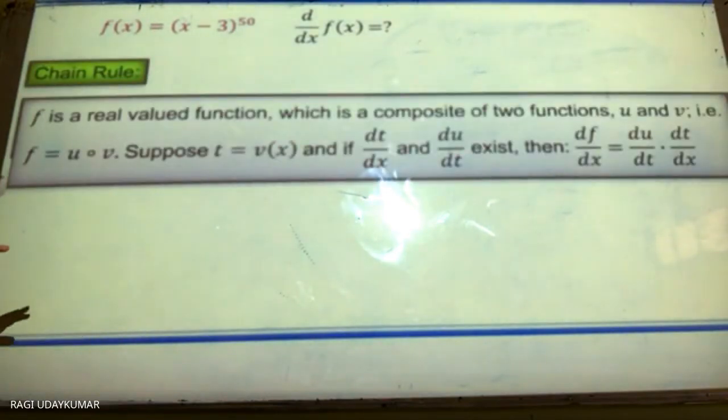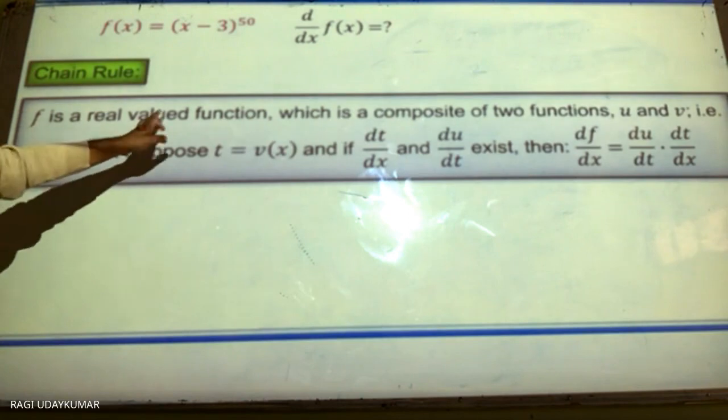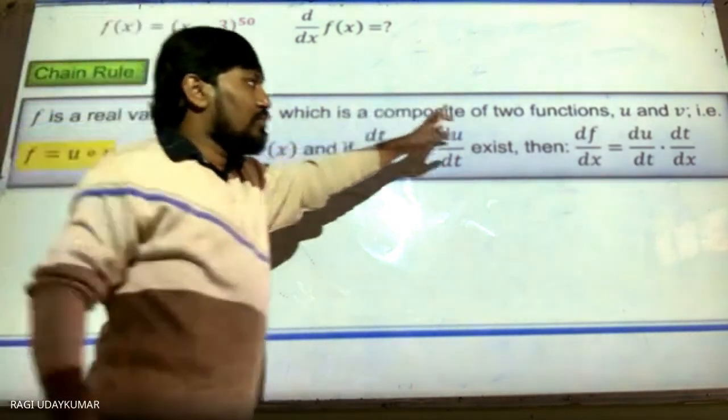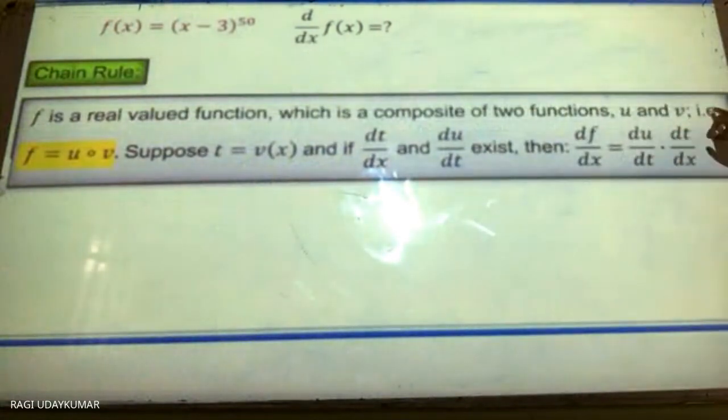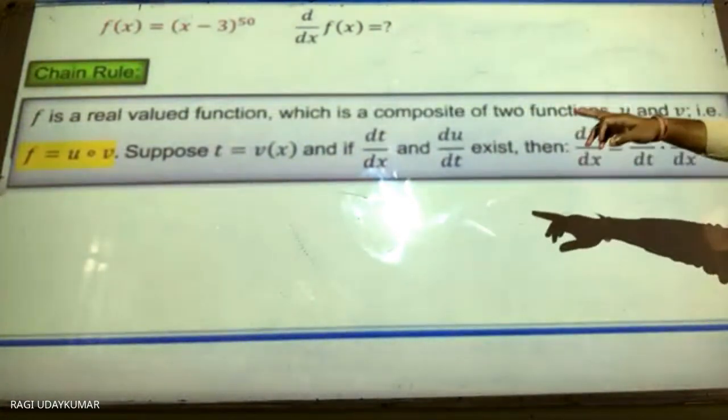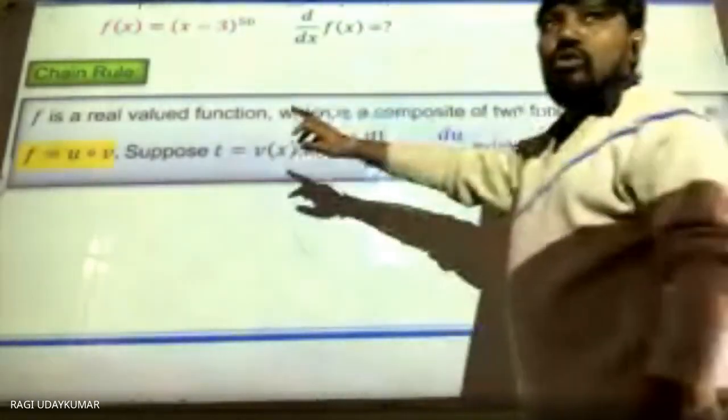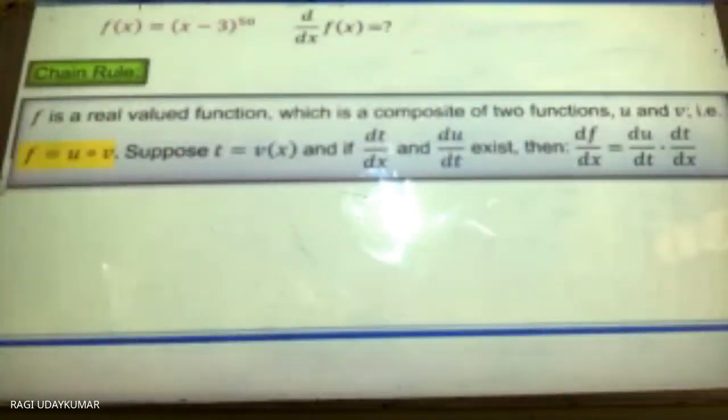So what does the chain rule say to you? That f is a real valued function which is a composite of the two functions u and v, that is, f is equal to the composite function u o v. Normally, composite functions are like this. So for composite functions, we have to use the chain rule.